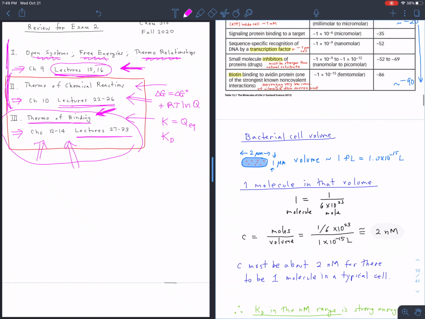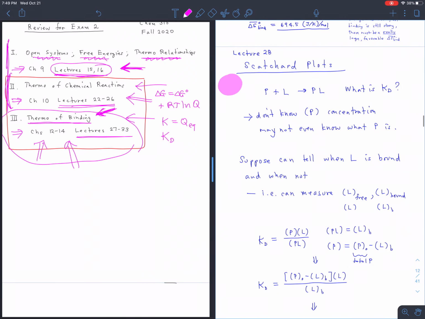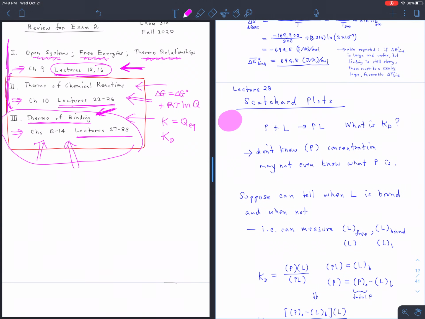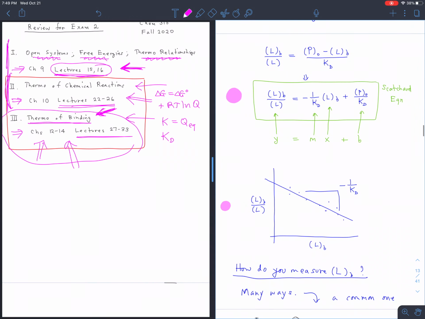All right. What's the next topic? Here we are. Oh, Scatchard plots. If you want to find out what the Kd is, but you haven't really identified the protein, you don't even know what the protein concentration is, then with this derivation you can show that by plotting the amount of ligand that's bound, and you've got to have some way of knowing that, but there's lots of ways to do that, over the amount that's free versus the amount that's bound, and making a plot of that, you should get a straight line, and the slope of that is minus 1 over Kd. So very useful, widely used.